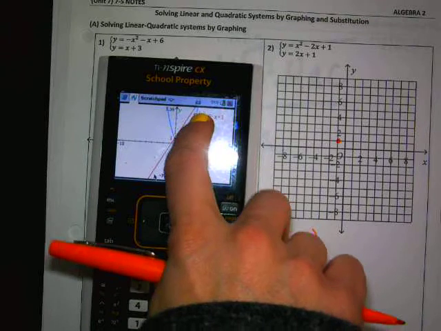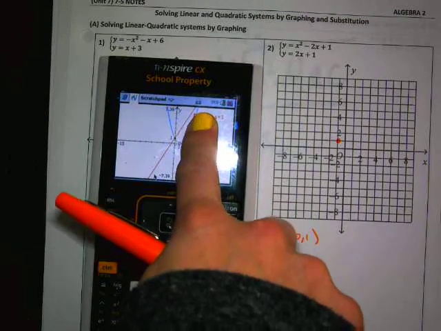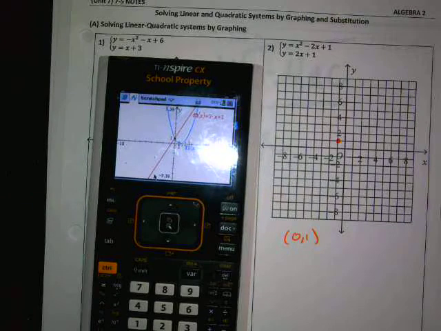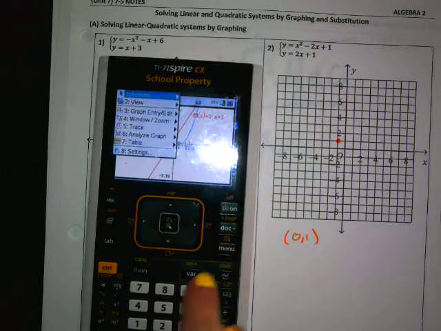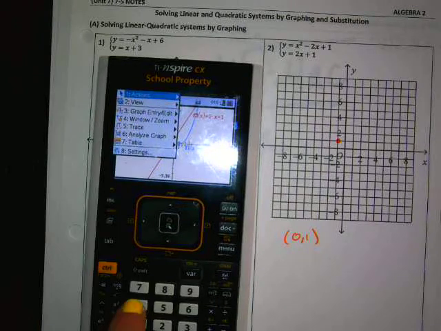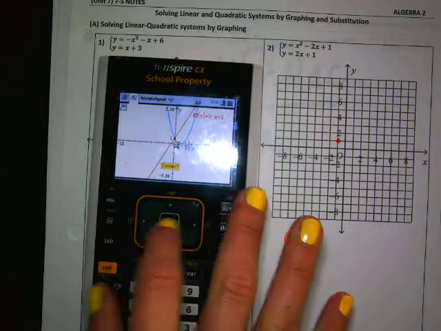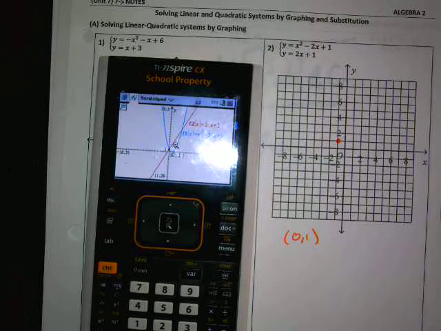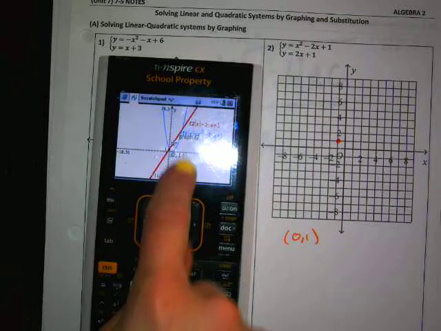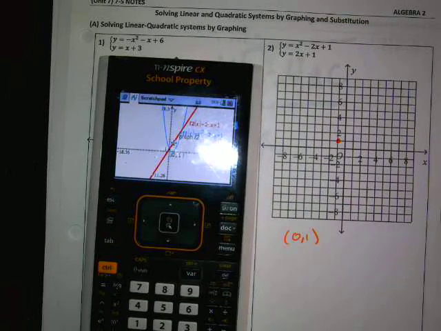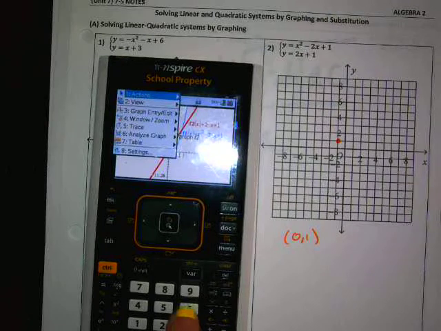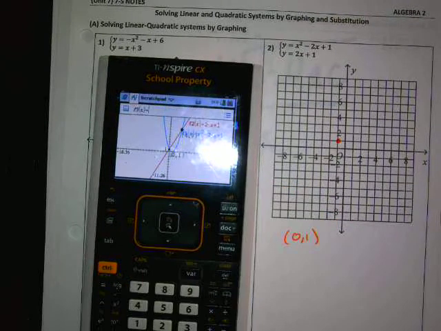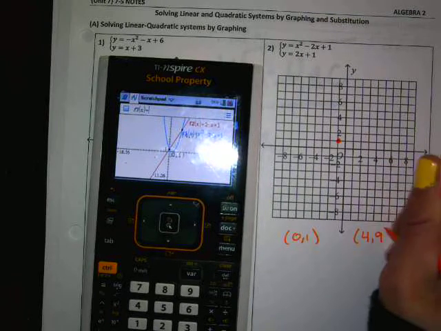But if you look up top here, it looks like it's going to intersect, but it's not showing up on the calculator. So you have to zoom your graph out. So menu, window zoom, zoom out. Just press it once, see if that helps. If you have to zoom out more, keep pressing it. But just one time is enough for me to see the intersection point here, and so now I can do menu, analyze graph, intersection, and highlight. And so it intersects again at 4, 9.